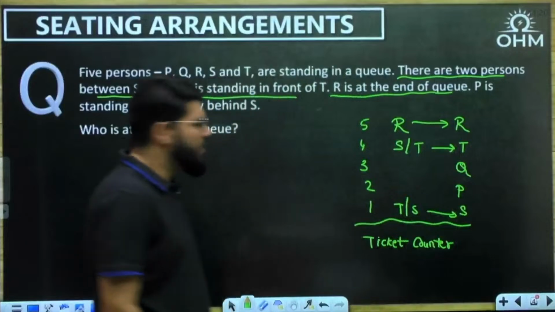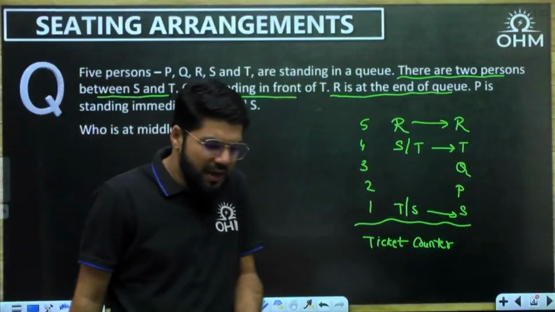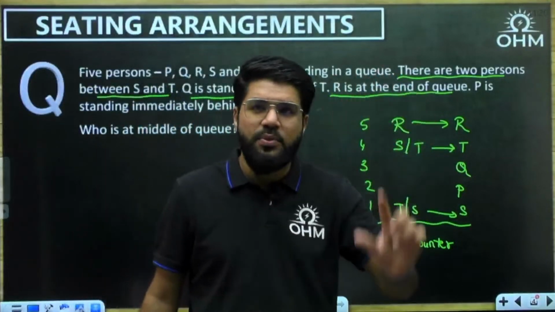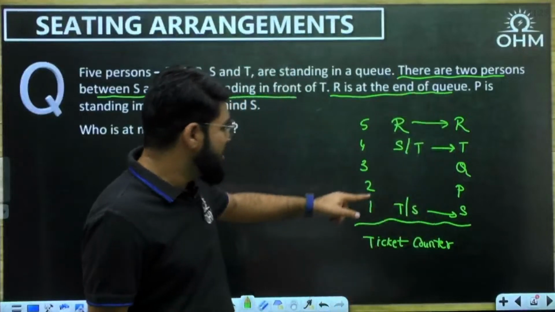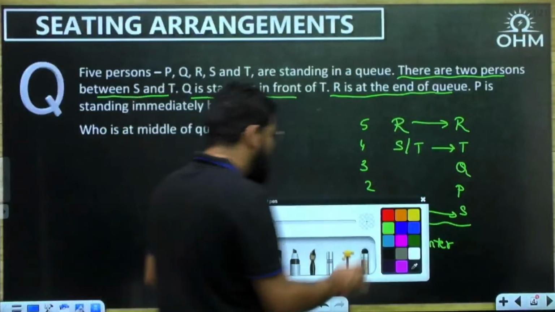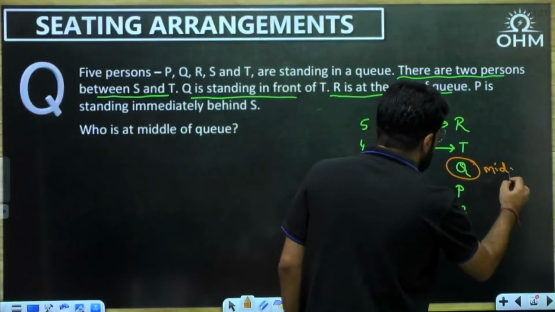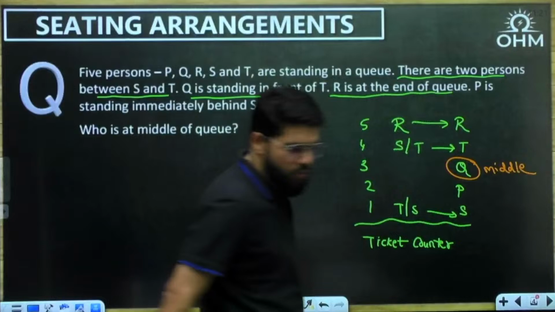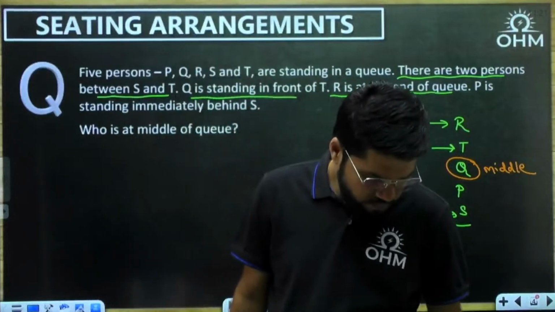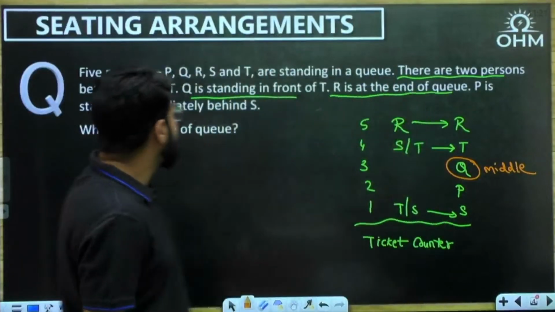Who is at the middle of the queue? They can ask the middle, or who is at the beginning, or even the entire sequence. 1, 2, 3, 4, 5 becomes S, P, Q, T, R. Any such thing can be asked. Right now they are asking the middle person, and the answer is Q. Done. Let's move ahead to the next question.